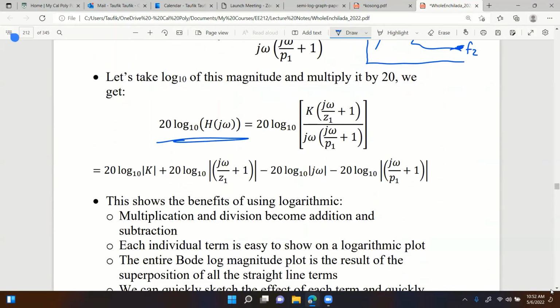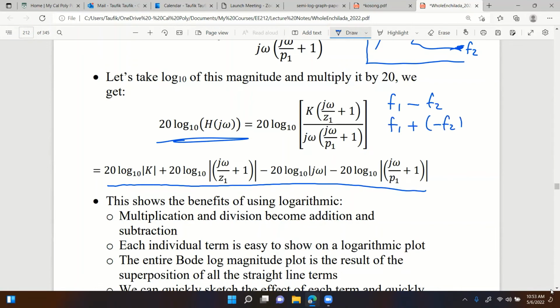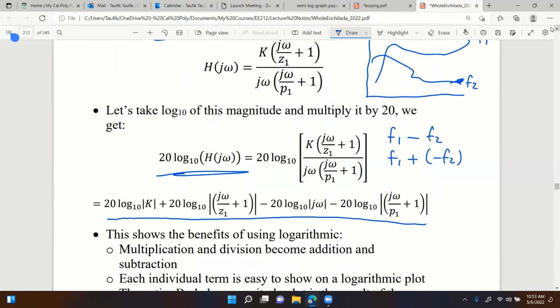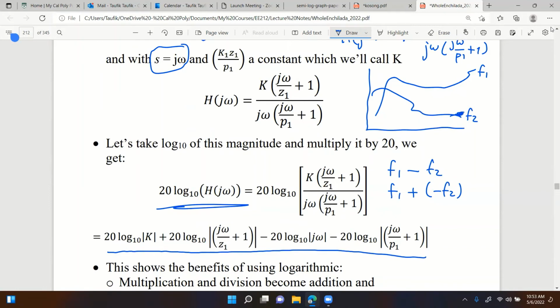After this, it becomes this function right here. What's nice about this is that in log scale, multiplication becomes addition, and division becomes subtraction. And subtraction is none other than addition of the negative of the function. So for example, f1 minus f2 is the same as f1 plus minus f2. So it is still an addition of the negative of the function. So adding is an easier operation than multiplying or dividing.